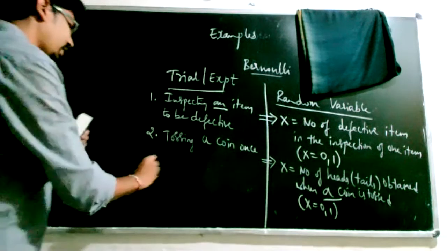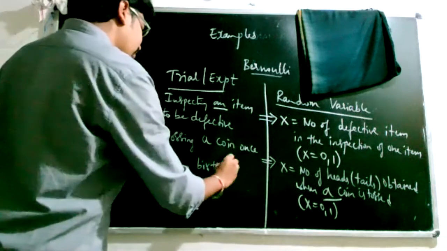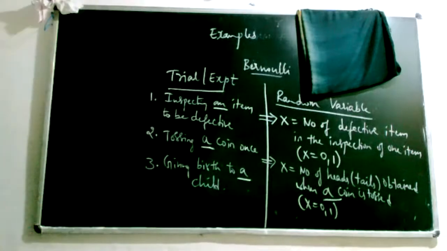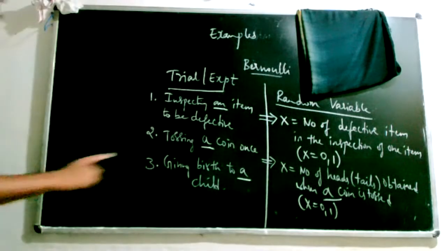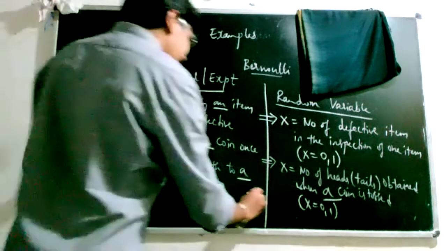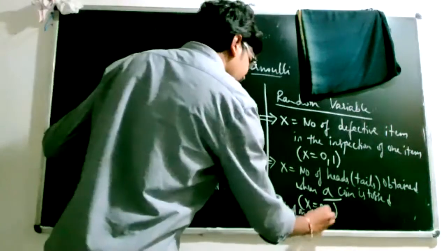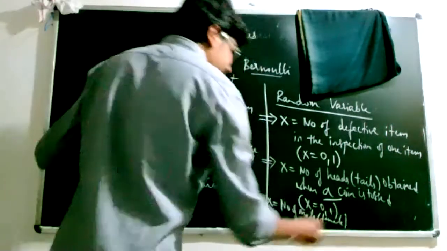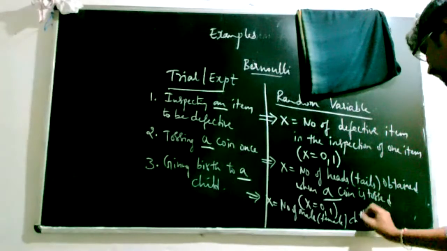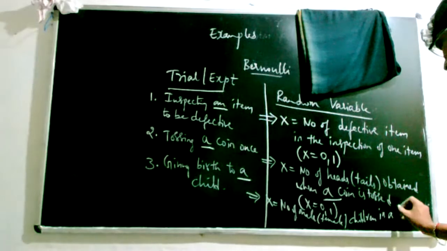Similarly, you can say X is equal to giving birth to a child. Again, we are just looking into the case where we have only one item used: one coin, one item, one particular baby, and so on. For this, we could define X as number of male children or female children. Only one, but you can model it for both male and female. X is equal to number of male children observed in a birth.